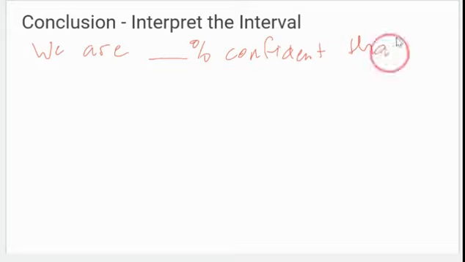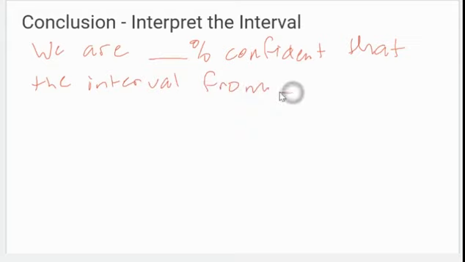Finally, we get to our conclusion. Our conclusion is still going to be the same. We are blank % confident that, and then here's where it changes just a little bit. We are blank % confident that the interval from blank to blank captures, and what am I capturing?